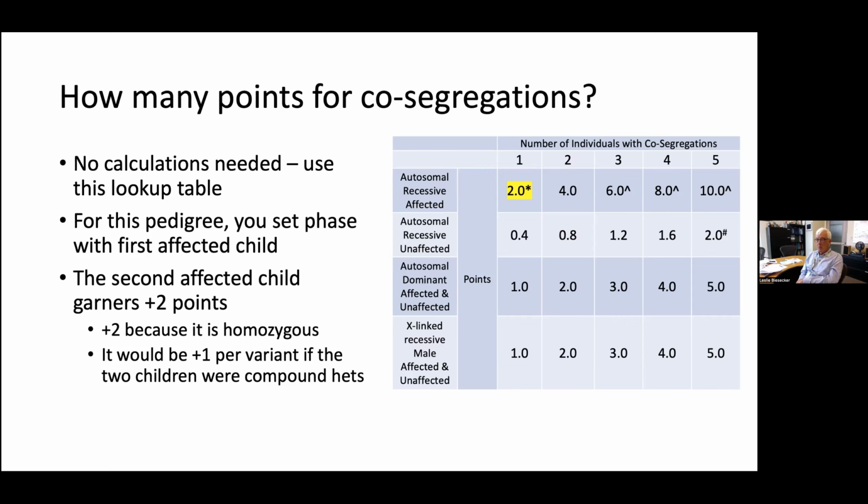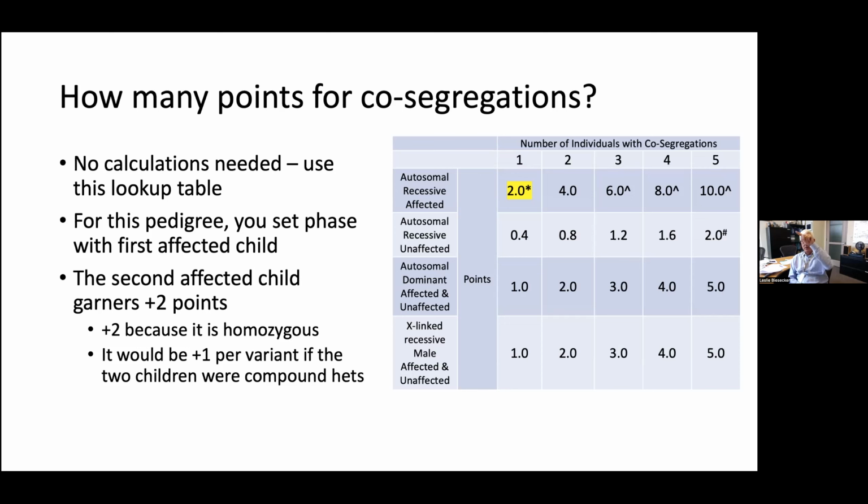And because it's homozygous, you get 2 Bayes points, which is our old equivalent of moderate evidence, for observing that second kiddo with the same phenotype and the 2 variants. If that family, on the other hand, was a compound het family, then you're dividing the evidence in half. You only have 1 meiosis for each variant. Remember that, of course, in a recessive affected case, you're observing 2 meioses, right?